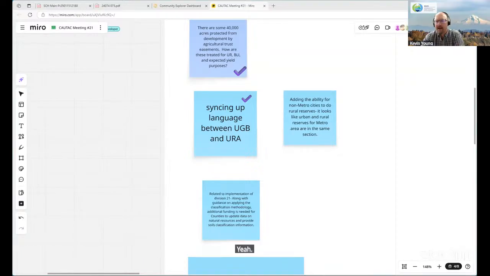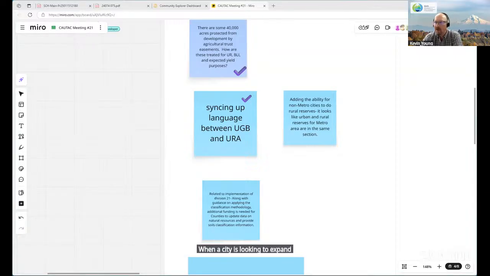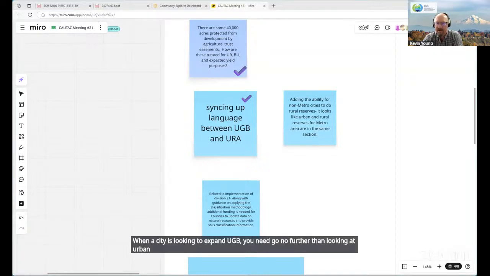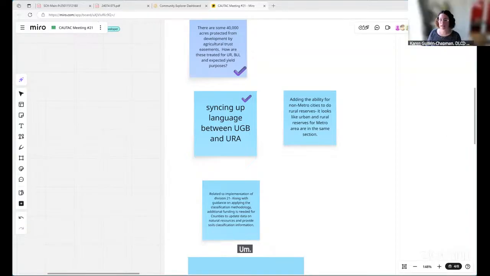Yeah, that's exactly right, Karen. If you adopt ample urban reserve areas, when a city is looking to expand its UGB, you need go no further than looking at urban reserve areas. There's no need to go through the additional prioritization. So that's available to any city or to Metro through the program. And then I see a hand.